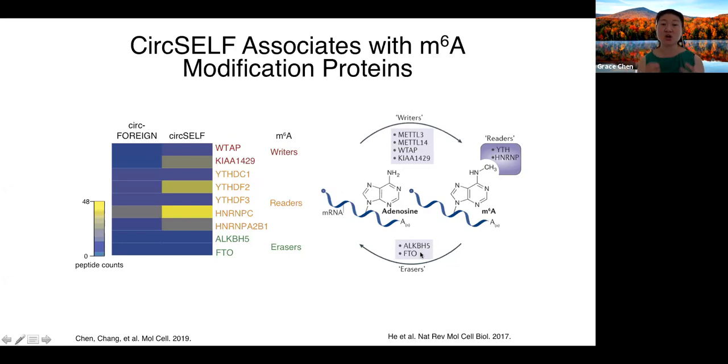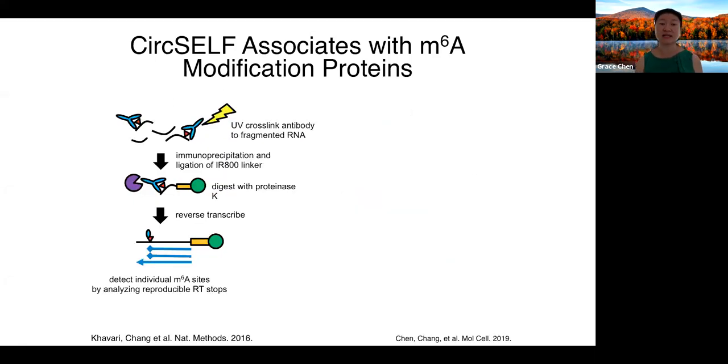And so we wondered, could M6A be a molecular mark to tell a cell if this is a self circular RNA or not, or a foreign circular RNA? And so to test that hypothesis, we used a method to map the locations of the M6A modification on both CircFOREIGN as well as CircSELF.